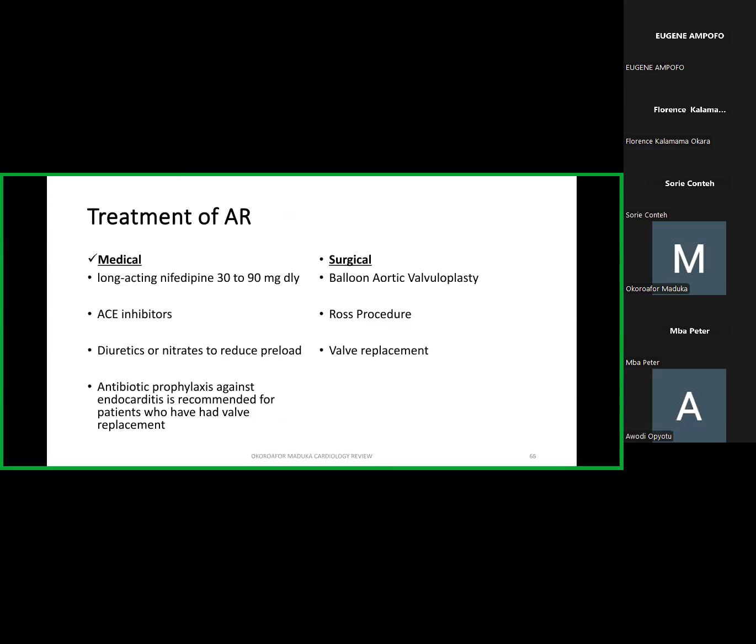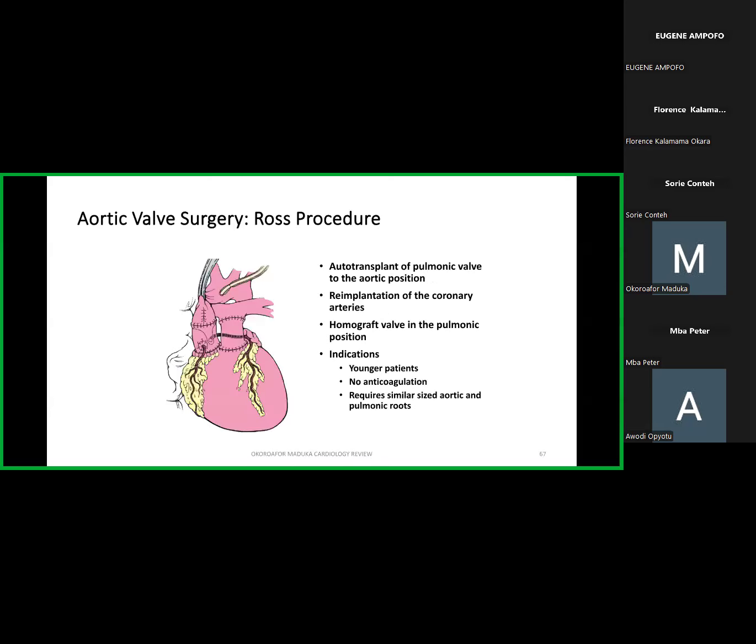So treatment of aortic regurgitation, if the patient is in failure, you manage accordingly. So you use your anti-failure regimen, antibiotics indicated in patients that have coexisting endocarditis. So surgical modality could range from the balloon aortic valvuloplasty to the Ross procedure or valve replacement.